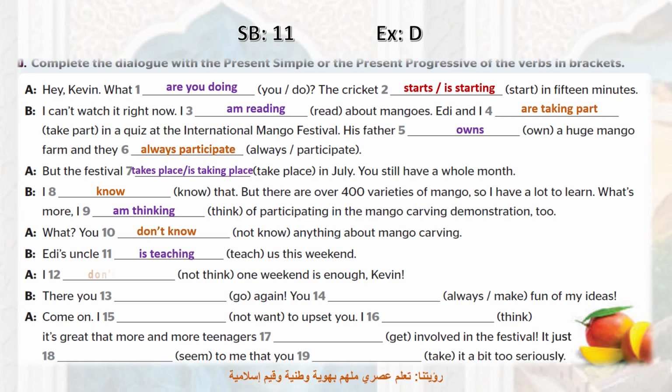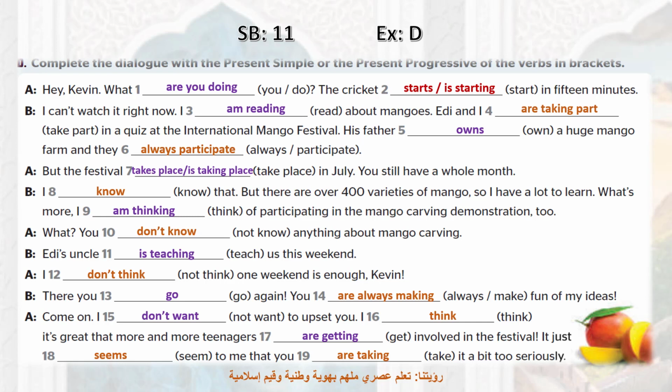12. Don't think. 13. Go. 14. Are always making. 15. Don't want. 16. Think. 17. Are getting. 18. Seems. 19. Are taking. Okay? I hope you've all done well.